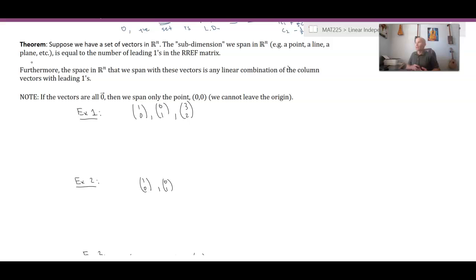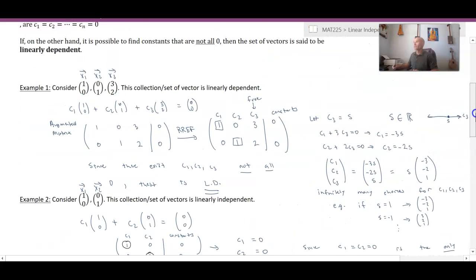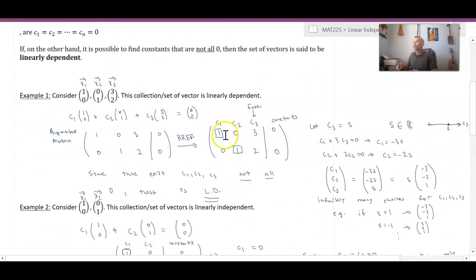Furthermore, the space in Rn, so now, well, what do we span in that dimension with these vectors, is any linear combination of the column vectors with leading ones. Of course, the exception, when we just span a point, is when we have the 0 vector, then all we can span is the origin. So we'll reconsider these 3 examples. And in our first example, if we go back up and we look at the reduced row echelon form of this matrix, then what we found was that there are 2 leading ones. There's a leading one in row 1 and a leading one in row 2.